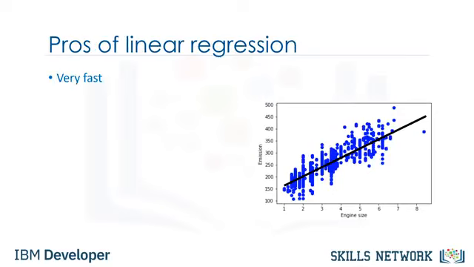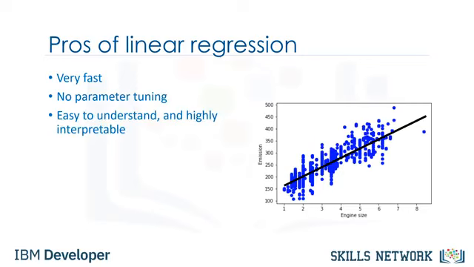Quite simply, it is the most basic regression to use and understand. In fact, one reason why linear regression is so useful is that it's fast. It also doesn't require tuning of parameters. So, something like tuning the k parameter in k nearest neighbors or the learning rate in neural networks isn't something to worry about. Linear regression is also easy to understand and highly interpretable.